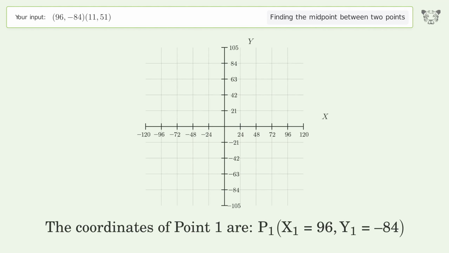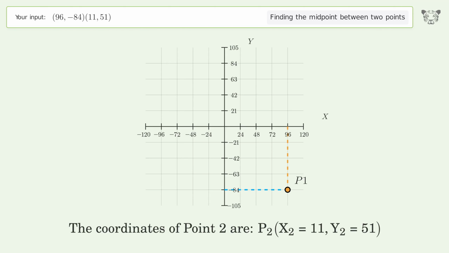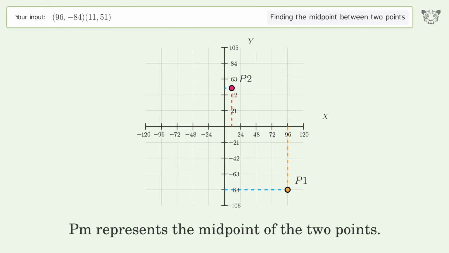The coordinates of point 1 are, x1 equals 96, y1 equals negative 84. The coordinates of point 2 are, x2 equals 11, y2 equals 51. PM represents the midpoint of the 2 points.